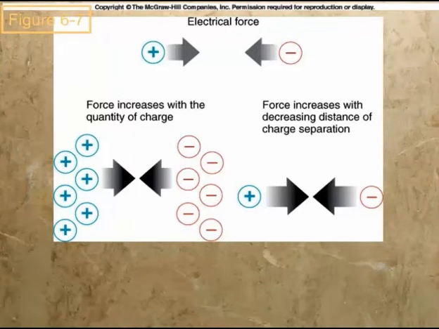This figure, figure 6.7, shows that opposite charges attract each other and will move towards each other if not separated by some type of barrier. In addition, this figure shows that the electrical force of attraction between positive and negative charges increases with the number of charges present, as well as when the opposing charges get closer to one another.